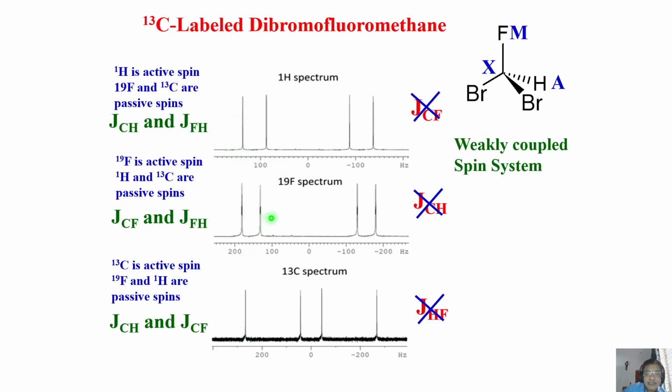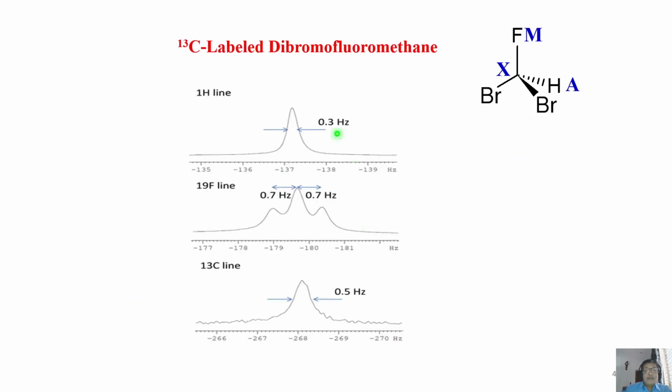Look at the fluorine, there is something here. If you carefully see here, what is that? Let us expand and see. If we expand the proton spectrum, you see the line width is quite good, 0.3 hertz. That is a small value.